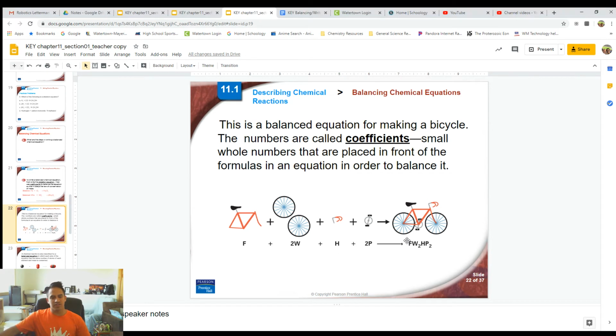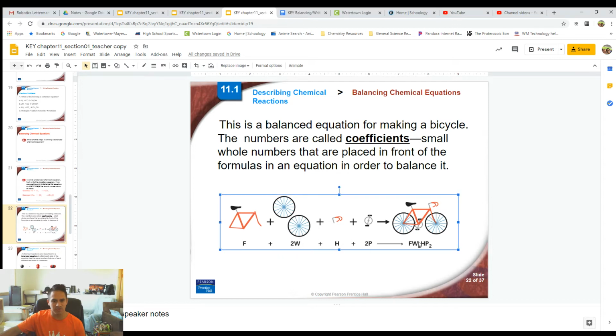So here's just another example where we are using coefficients. Again, those are the big numbers out in front of everything to show you how many of each thing you have. This is just a simple little example to show how you make a bicycle. You take 1 frame, 2 wheels, 1 handle, 2 pedals, and you make 1 product with a chemical formula that looks like this, and that would be 1 bicycle. Okay? So this is, again, a balanced chemical equation.